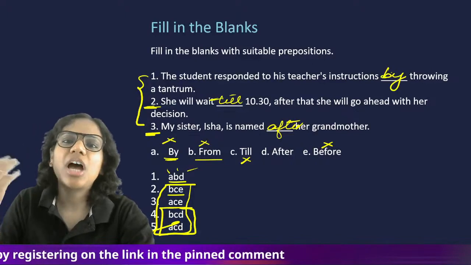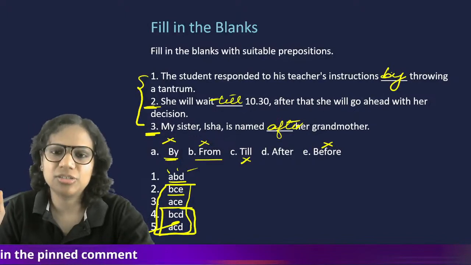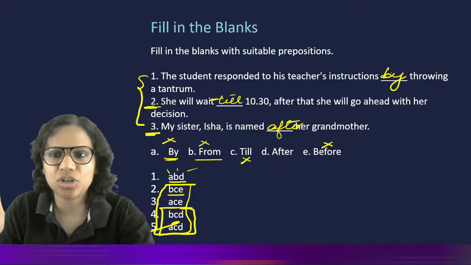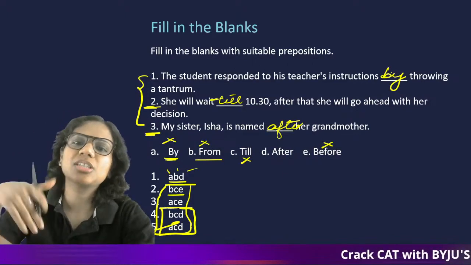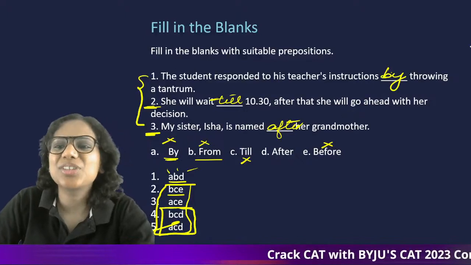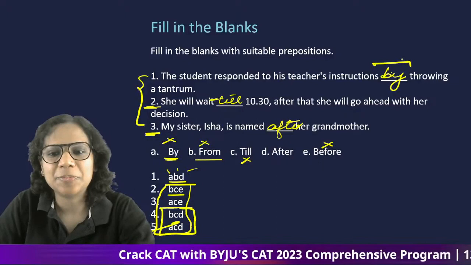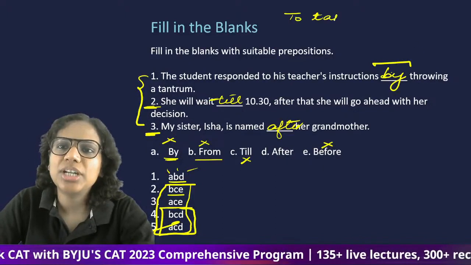So to name someone after someone, is that okay? You are keeping the same name as the grandmother had. So the grandmother's name was also Isha. So that's why the sister has also been named Isha. Okay. Then by throwing a tantrum means this was their response, right? This is how they responded. Their manner of response is what is described by. Okay. Also, there is a phrasal verb called to take after someone.